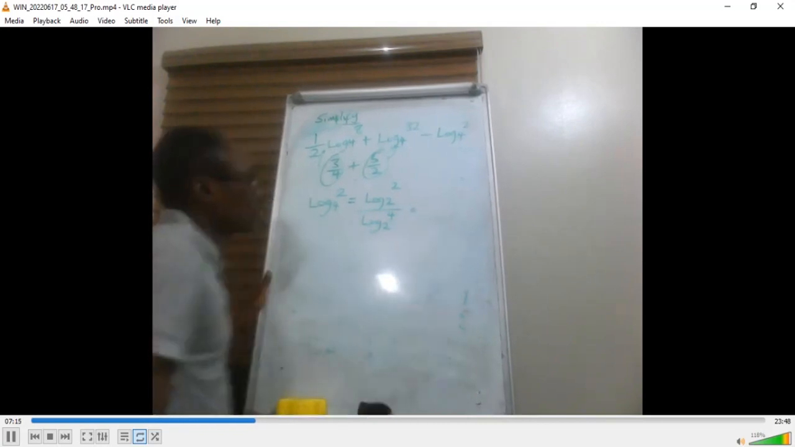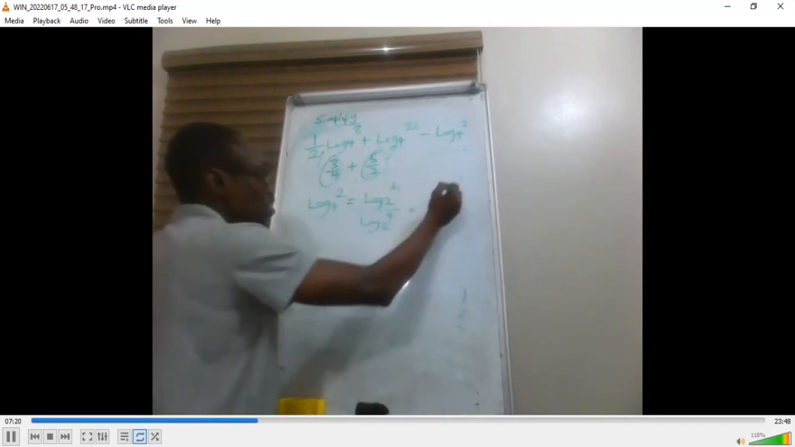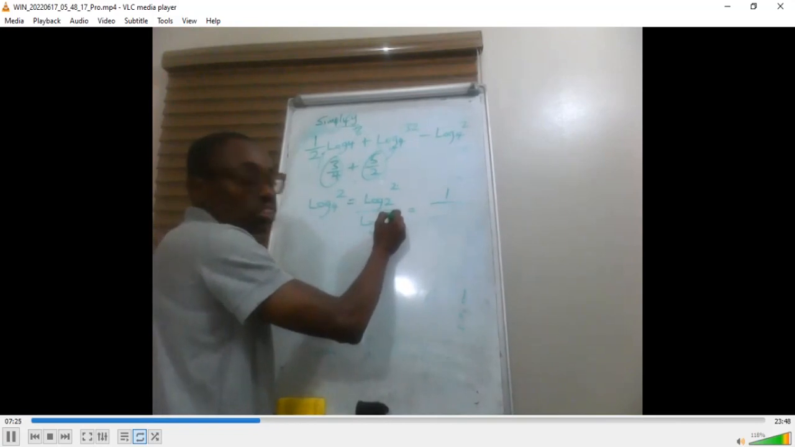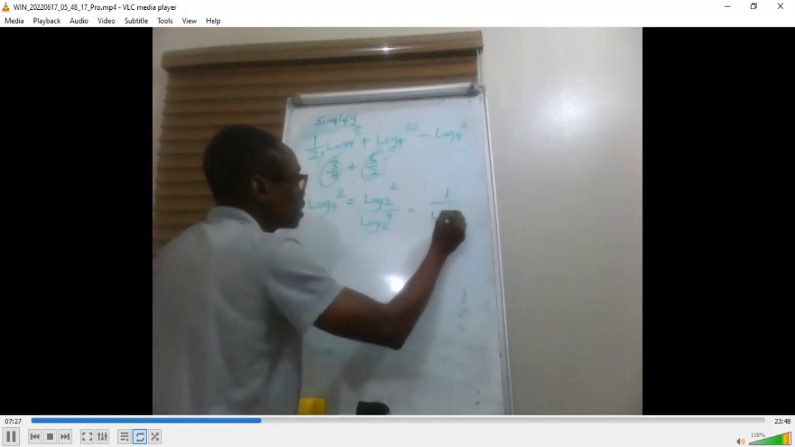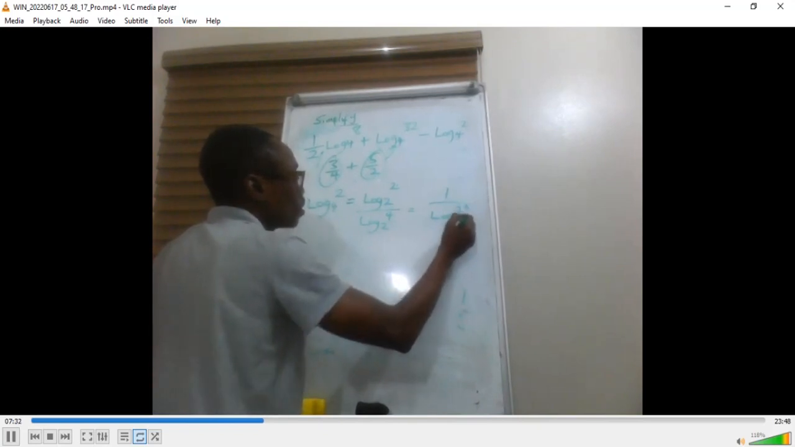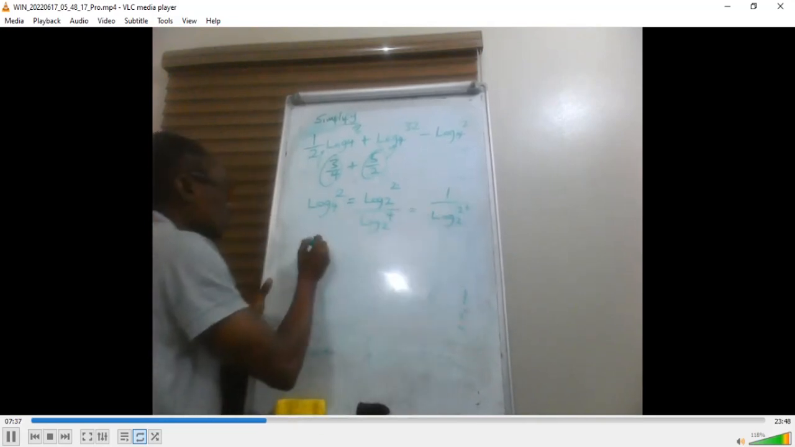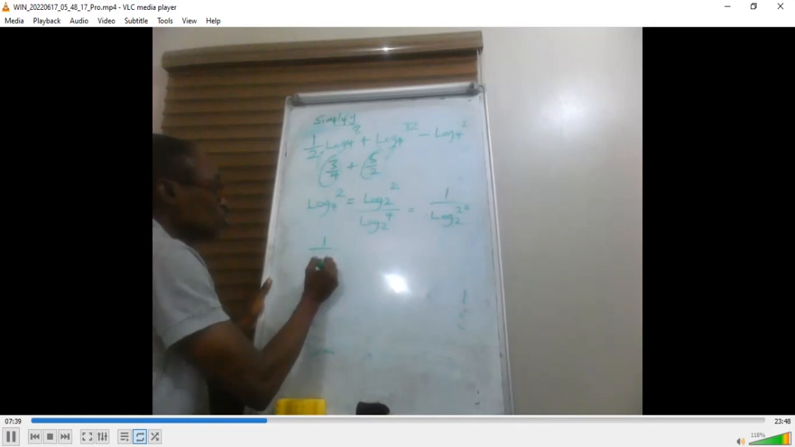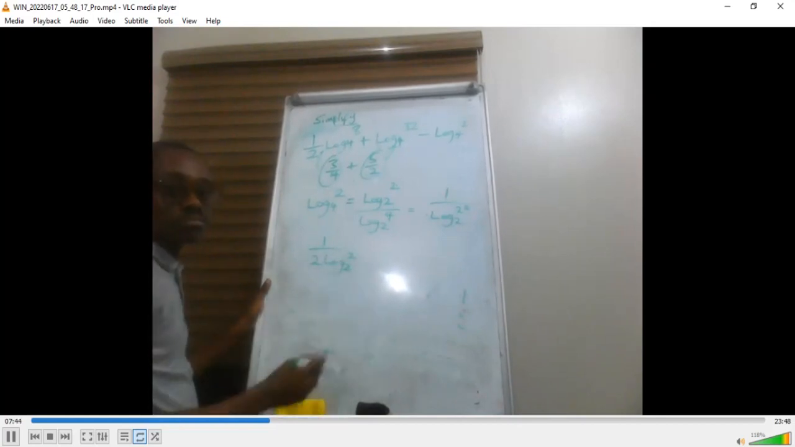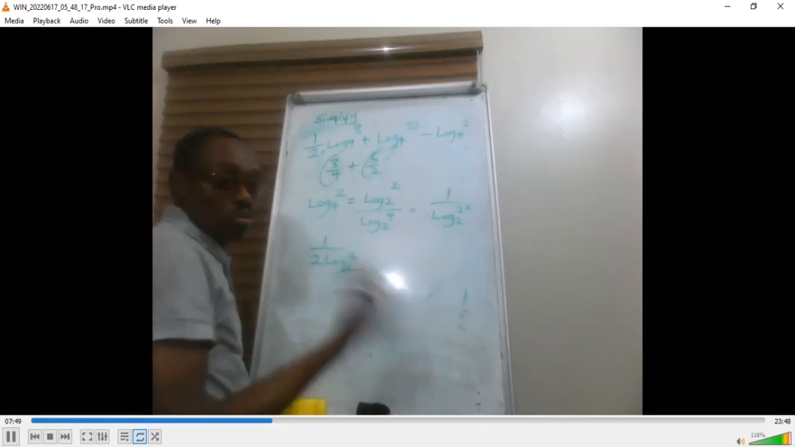Okay? Now, log 2 base 2 is 1. Log 4 is the same as 2 raised to power 2, so you can write this as log 2 raised to power 2 base 2. You now bring the 2 behind the log, so this is going to be 1 over 2 log 2 base 2. Okay, so log 2 base 2 is what? 1.